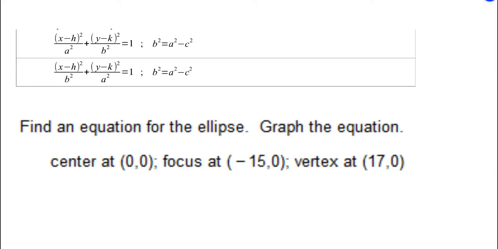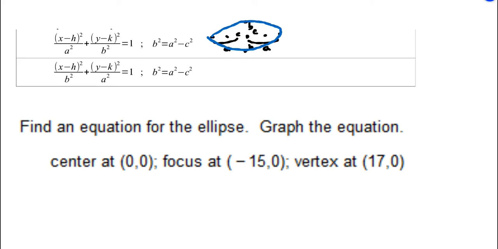So to sketch out these two for the horizontal orientation, you have your center. C distance away from that, you have your foci. Then a distance away from the center are your vertices along the major axis. And then b distance going in the perpendicular direction would be your minor axis vertices. And then your ellipse touches all those vertices to give you the ellipse.